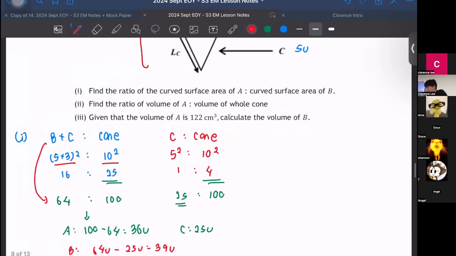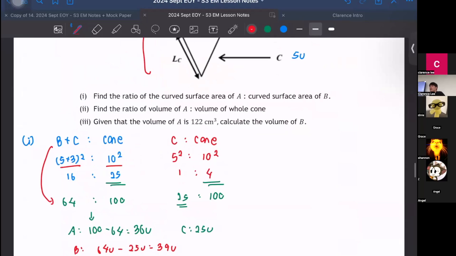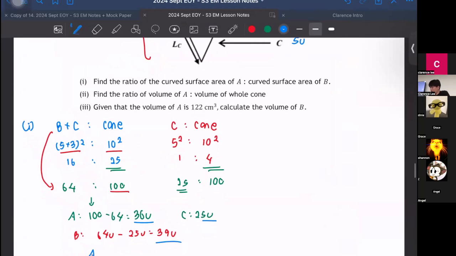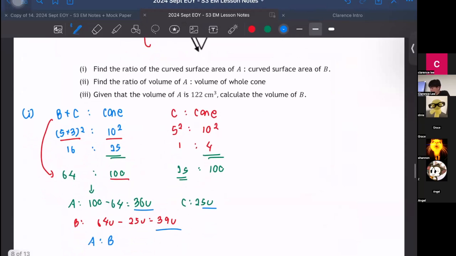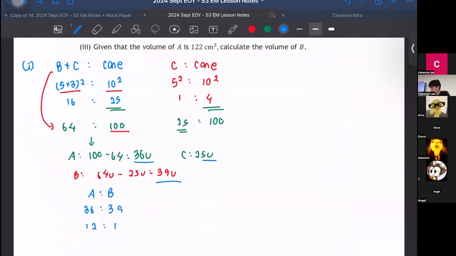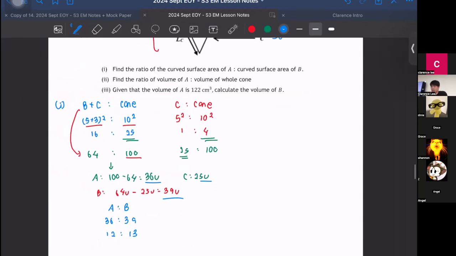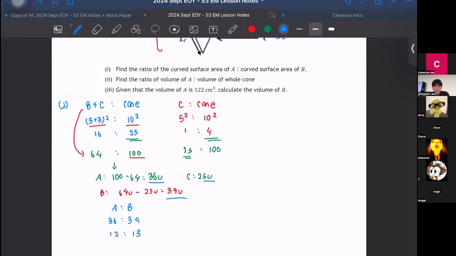Then afterwards, how do you check whether your answer makes sense or not? A plus B plus C makes up your area of the cone. My cone is 100 parts. This plus this plus this must give me 100 parts. So therefore, A is to B will just be 36 is to 39, which simplifies into 12 is to 13. Okay, take some time to absorb this working.